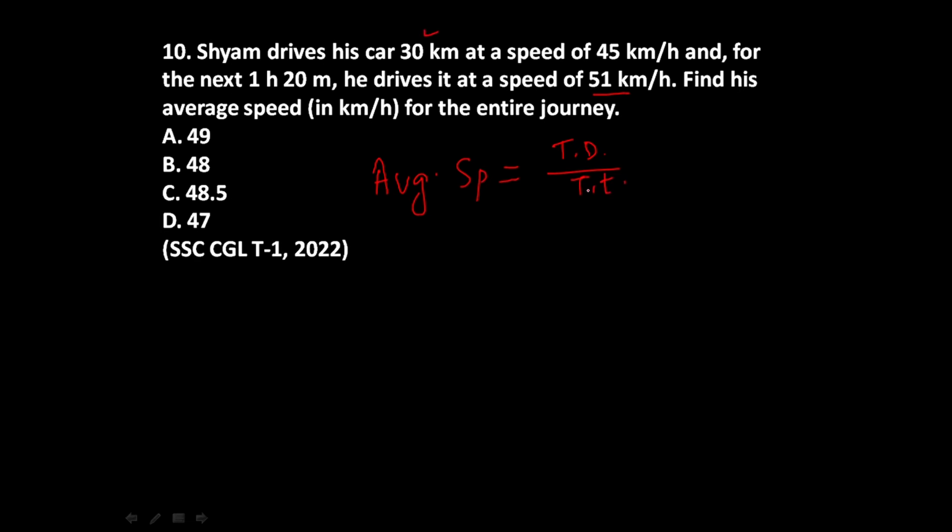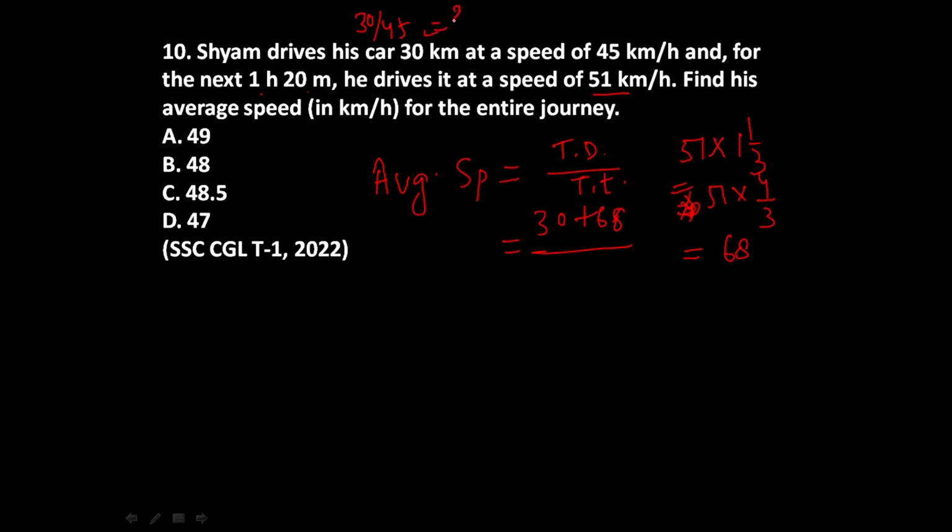Total distance is 30 km, then 1 hour and 20 minutes at a speed of 51 km. So here the 51 will be multiplied by 1 hour 20 minutes, 1 and 1 by 3 means 4 by 3, and that is 68 km, right? So total distance will be 30 plus 68. Total time will be, in the first case, 30 upon 45, right? Means 2 upon 3, plus 4 upon 3.